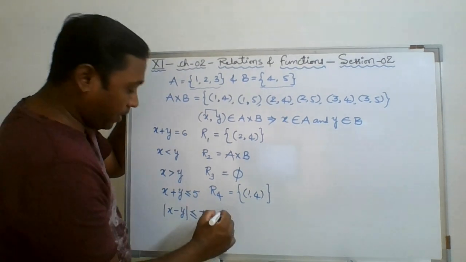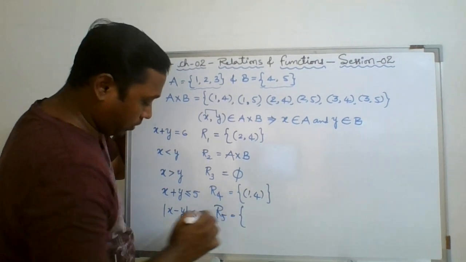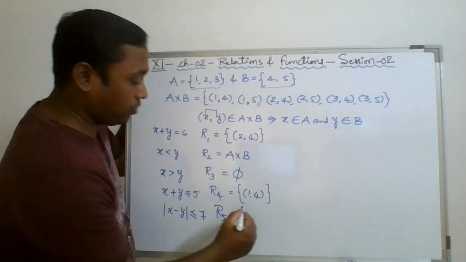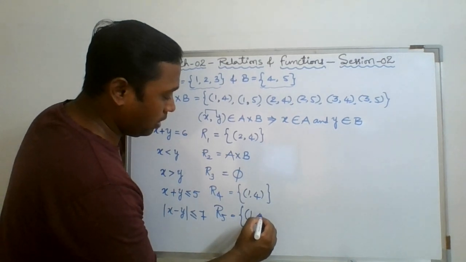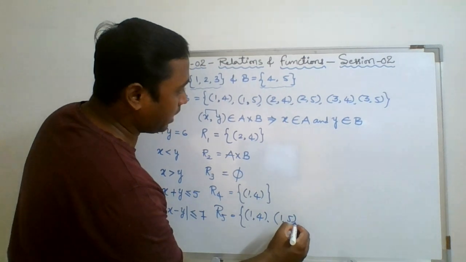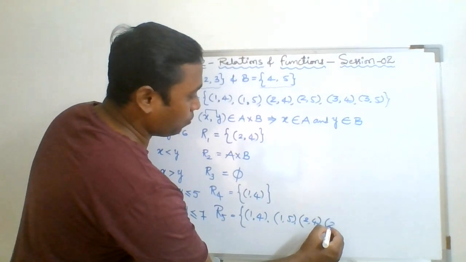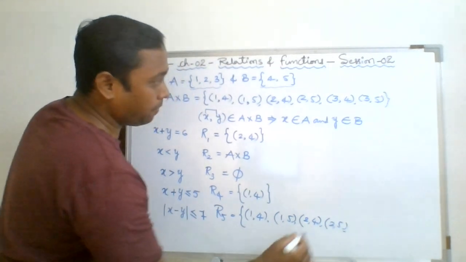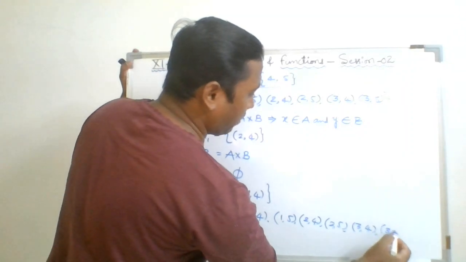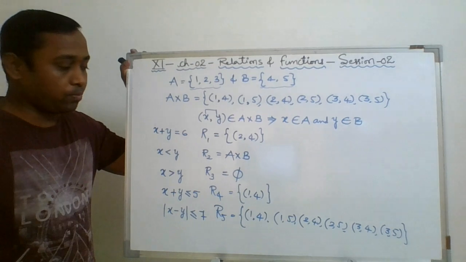Modulus value. So the difference of two numbers is positive, and that positive number is less than or equal to 7. So which ordered pair will be counted? (1, 4) is satisfying this, (1, 5) is satisfying, (2, 4) is satisfying, (2, 5) is satisfying, (3, 4) is satisfying, and (3, 5) is also satisfying. Means every ordered pair of A cross B.